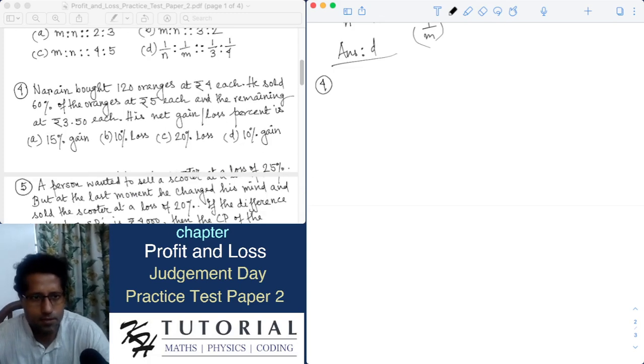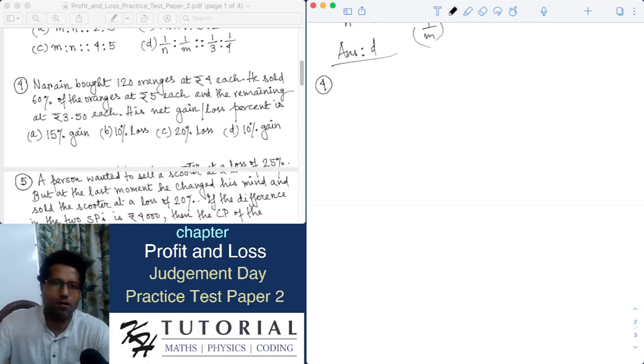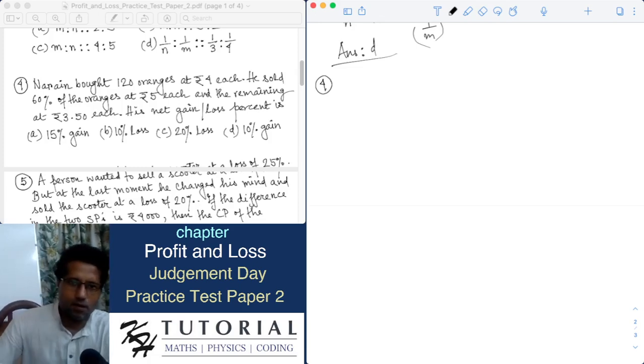Problem number 4 says Narayan bought 120 oranges at rupees 4 each. He sold 60% of the oranges at rupees 5 each and the remaining at rupees 3.5 each. His net gain or loss percent is... So, Narayan bought 120 oranges at rupees 4 each. He sold 60% of the oranges at rupees 5.